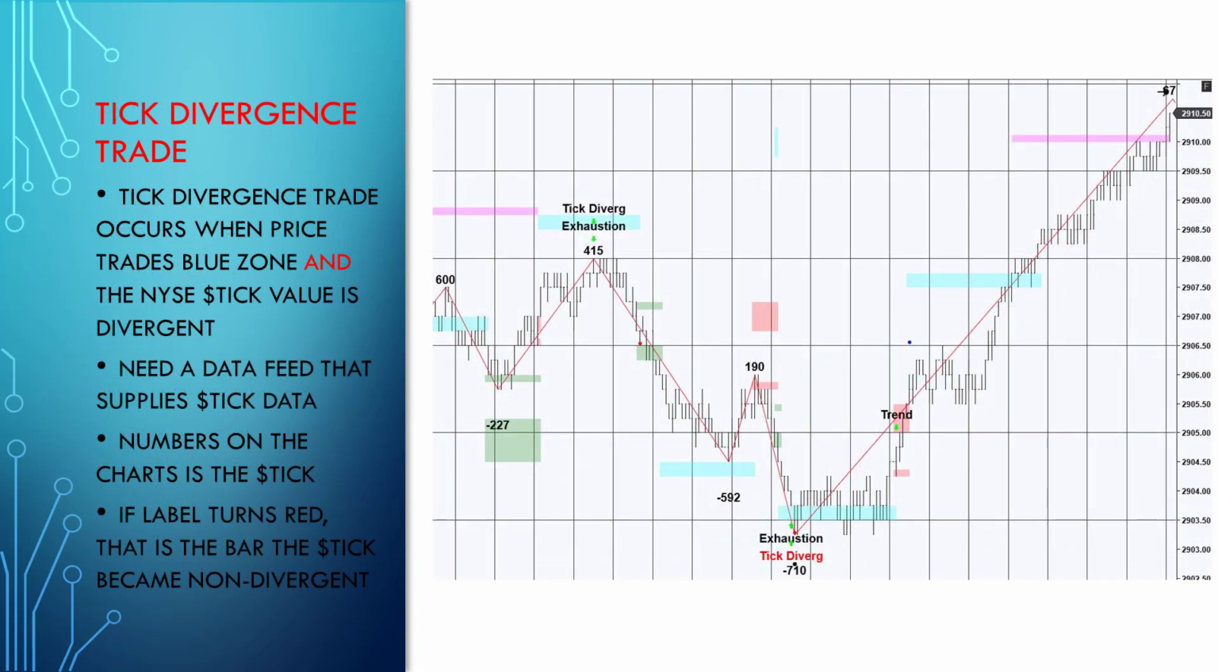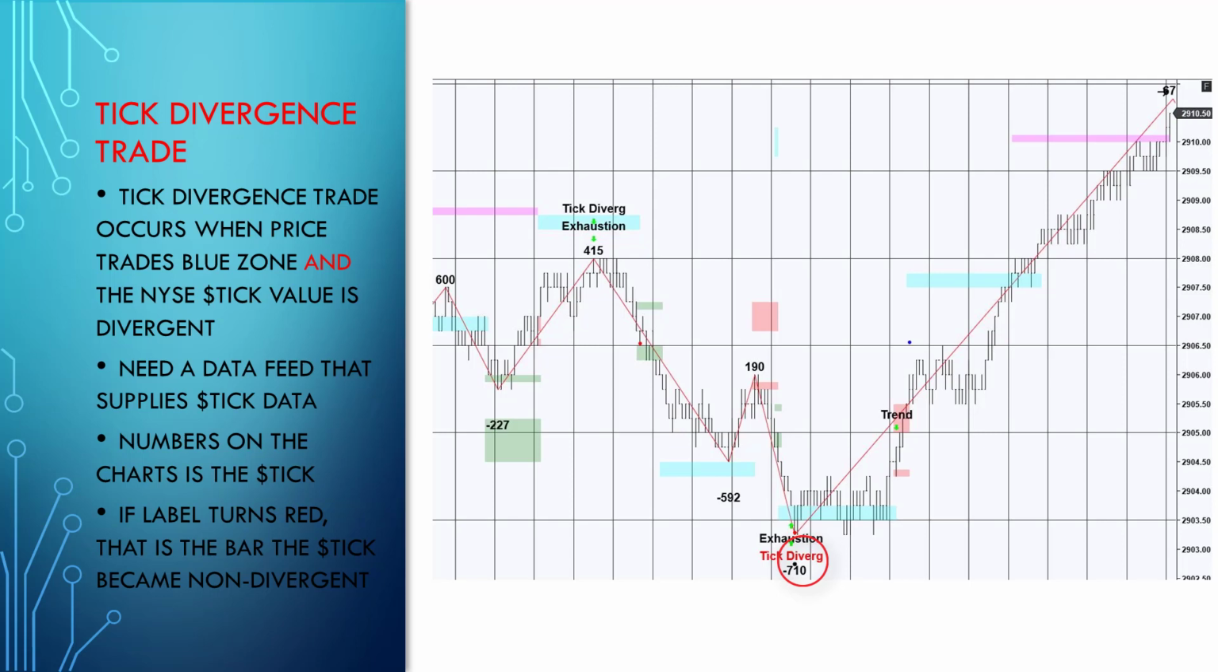The tick divergence trade occurs when price trades to a blue zone and the NYSE tick is also divergent. It does not need an exhaustion pattern when it trades at the blue zone. You do, however, need to have a data feed that supplies you the $TICK data. The numbers on the chart that you see here are the $TICK. If you see a tick divergence label that turns red, that is because at that bar, that is where the tick divergence pattern became non-divergent.